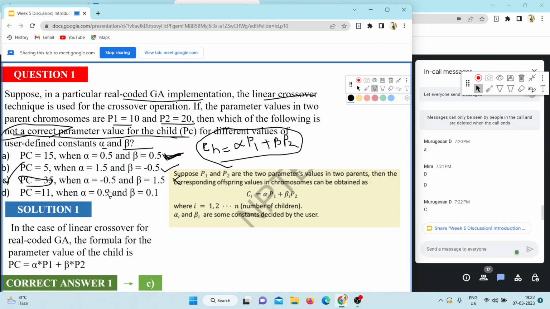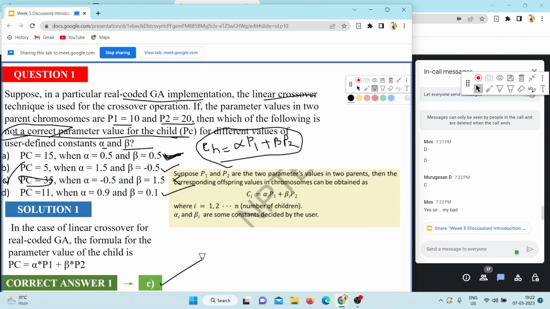D is also right. Mini is telling D. See, Mini, 0.9 into 10 is 9, plus 0.1 into 20 is 2. So 9 plus 2 is 11. So this is also correct. This PC equal to 35 is the wrong answer, and as we have been asked to find the wrong answer, C is your answer.